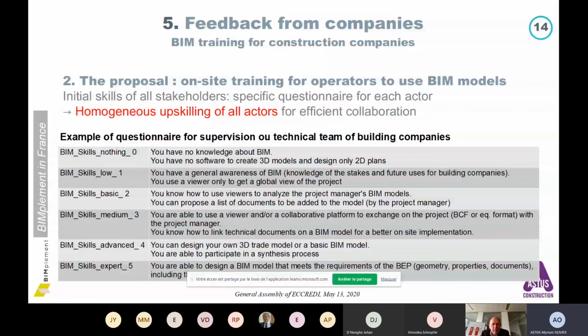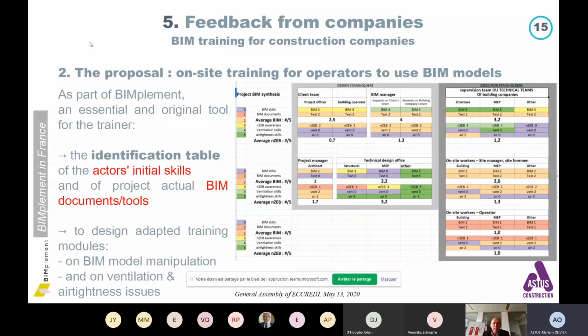For instance, here is the table for the technical team of a building company. But of course, they are different for site operators, for clients, and for everybody. And then, once everybody has filled in their level, we can have a general view of the project managers' skills and all the stakeholders' skills. And the trainer can then check where the gaps in skills are, who has to be trained, and what the content is to get everybody to a minimum level.